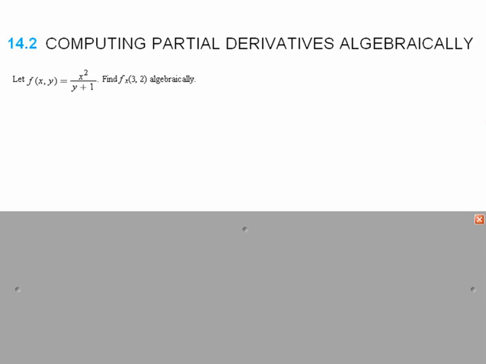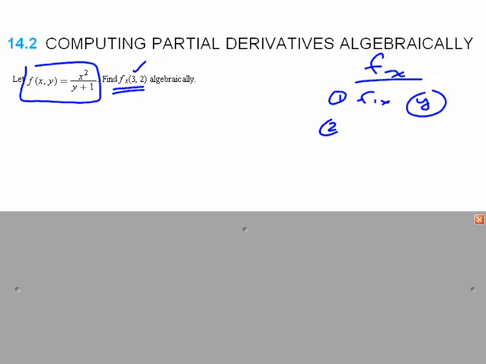All right, so now let's get to the algebraic part of it. If we're computing derivatives algebraically, given some multivariable function right here, it says find f sub x of 3, 2. In other words, find the partial derivative of our function with respect to x at the point 3, 2. So the steps, since we're talking about f sub x, we're going to fix y, and take the partial derivative with respect to x. And when we do this, we're treating y as a constant.